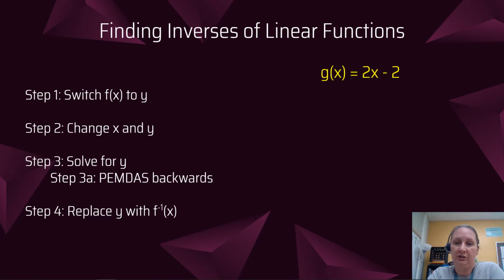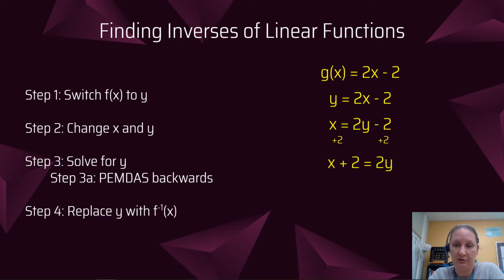So let's do it with g of x is 2x minus 2. We're going to change g of x to y. We're going to swap where x and y are sitting. So x becomes y and y becomes x. Then we're going to solve for y, which means get y by itself. First, we have to add 2 across. So it becomes x plus 2 equals 2y.